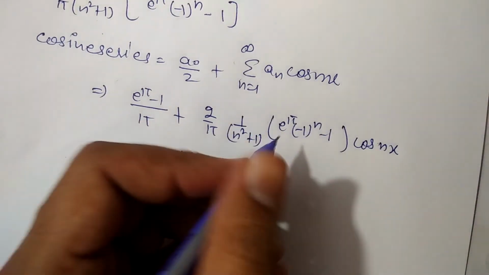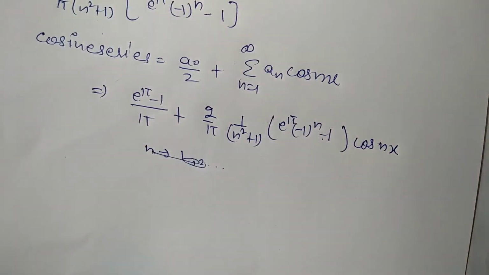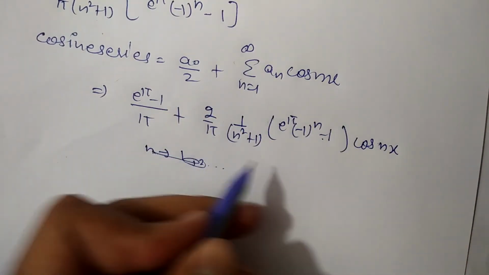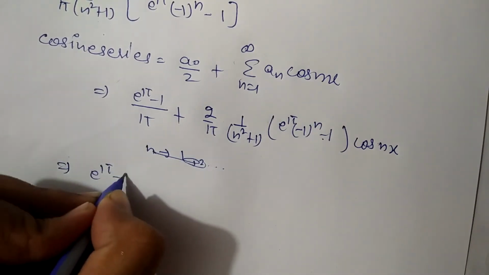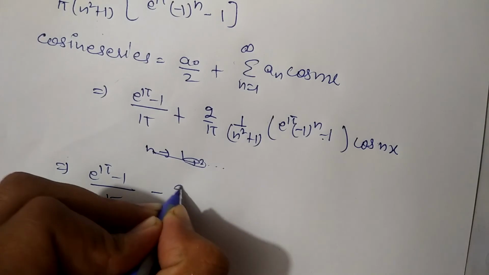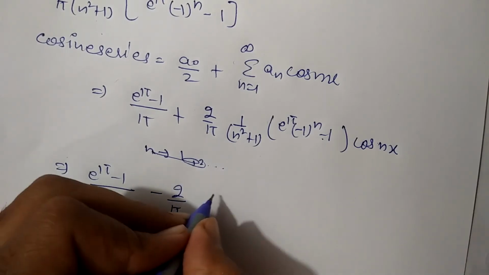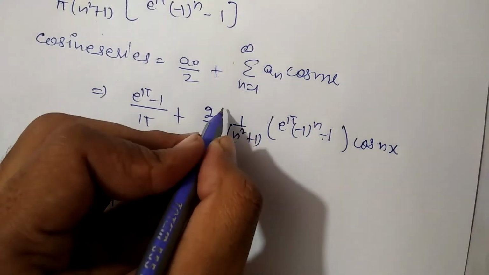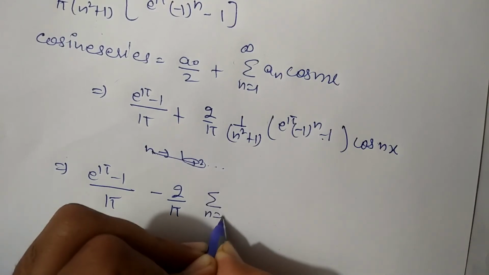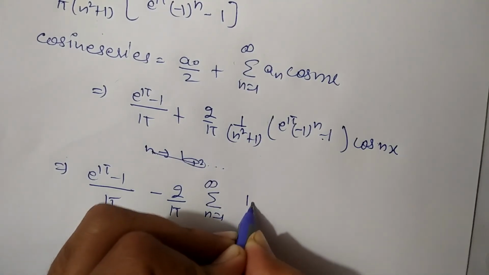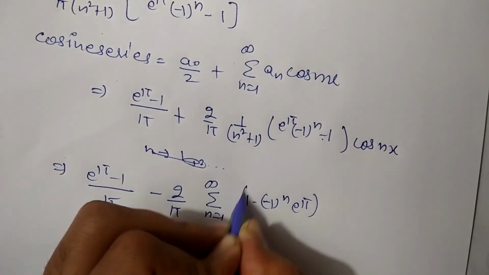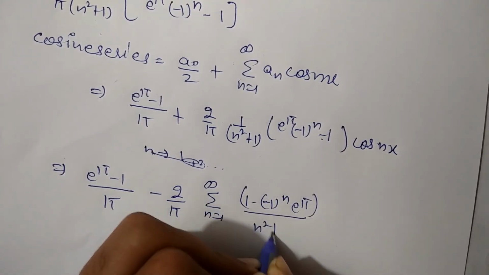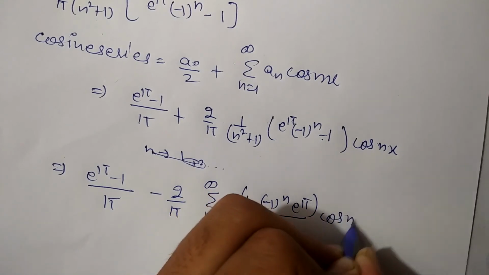And one more thing we can do, this minus I can take outside, no need to put n equal to 1, 2, 3 because this is the required answer. (e^pi minus 1) divided by pi minus 2 by pi I can write over there, and here I will put the summation, sorry, I had not put the summation, n from 1 to infinity, of (1 minus (minus 1)^n e^pi) divided by (n square plus 1) and cos nx. So this is the required answer.